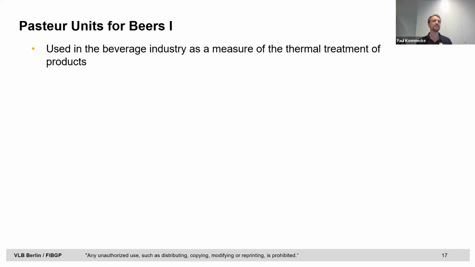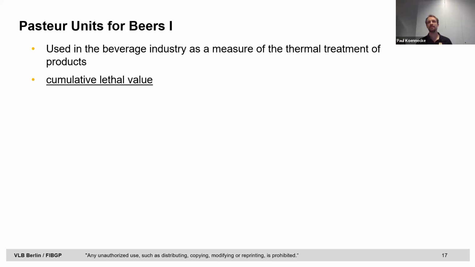And for this, we have the pasteurization units of beers, which give you a not very exact, but most of the time exact enough overview about how hot and for what amount of time you have to keep your beer. And this is why we use it in the beverage industry. It's basically to measure the thermal treatment of products, and they describe the cumulative lethal value.